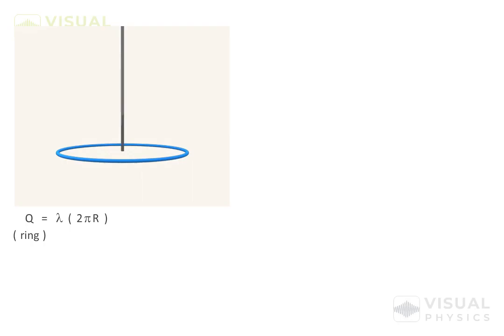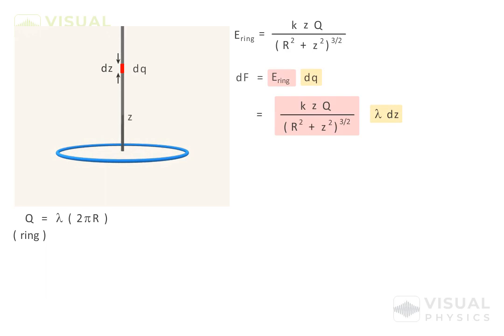For the given system, let us find the force exerted by ring on a small element of rod like this. Field due to ring at this point will be equal to this term. So the force on this small element will be equal to this term. Total force exerted by ring on rod will be equal to the integral of this term.